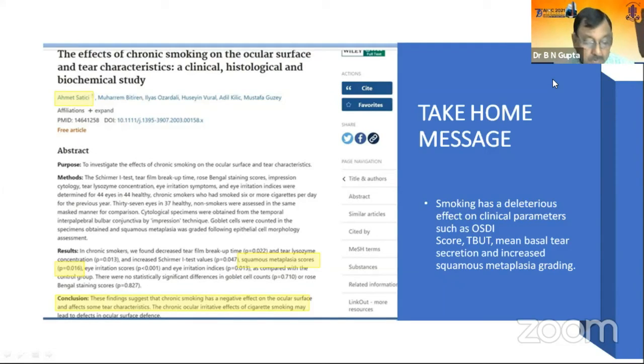Thanks, Dr. Vikram. Your study has further reaffirmed that smoking is not good for health. Yes, sir. Thank you.